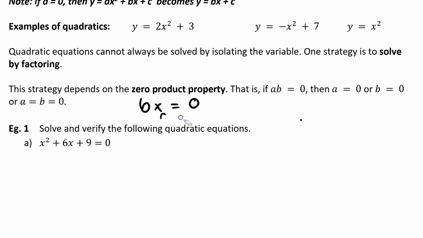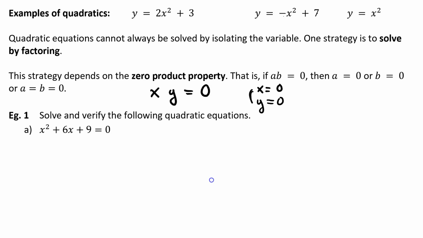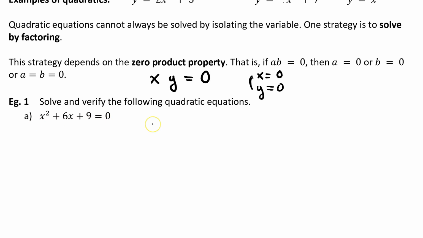So if I have x times y equals 0, I know a few things. You can say that x equals 0, because if I substitute an x here, 0 times y is 0. Or I could say y equals 0. x times 0 is 0. Or we can say both of them, x equals 0 and y equals 0. And in that case, 0 times 0 is still 0. Okay, so we're going to use this fact in helping us solve for quadratics.